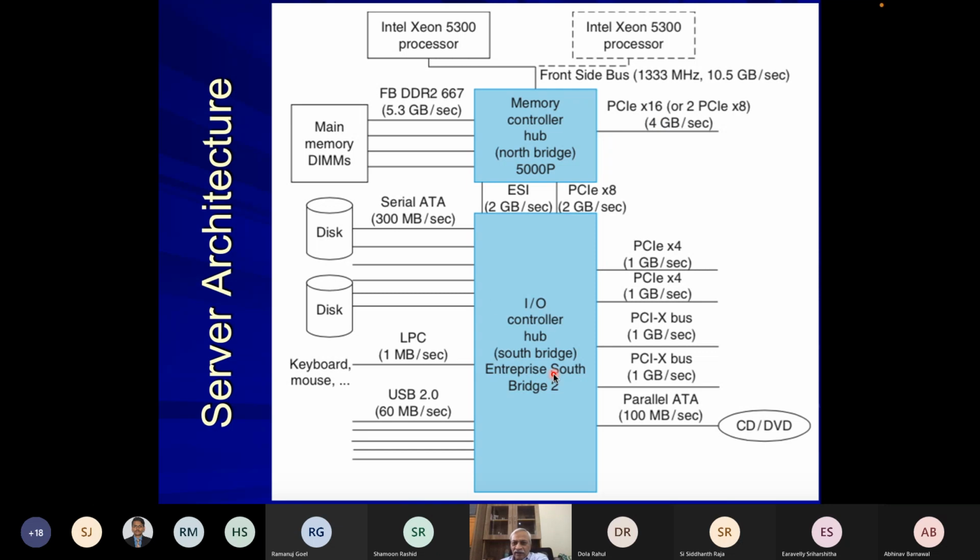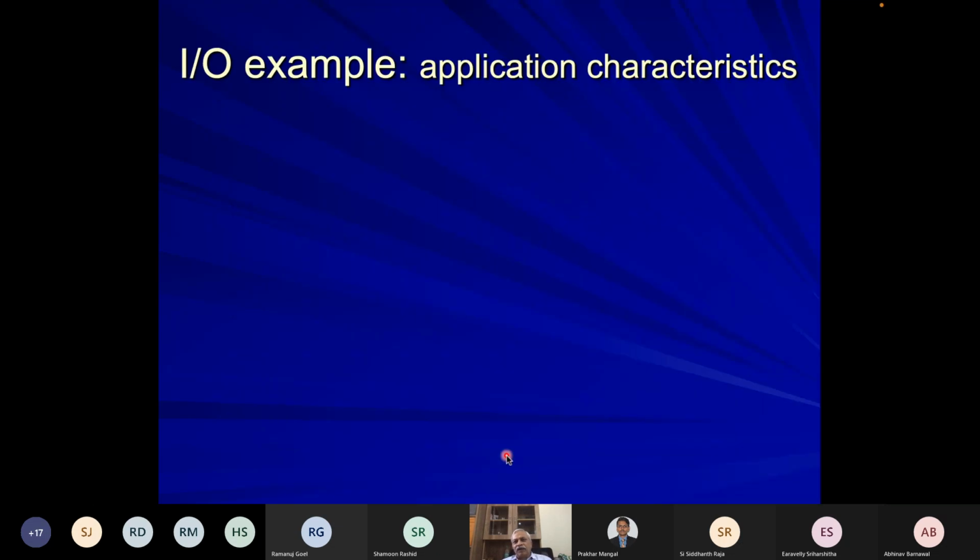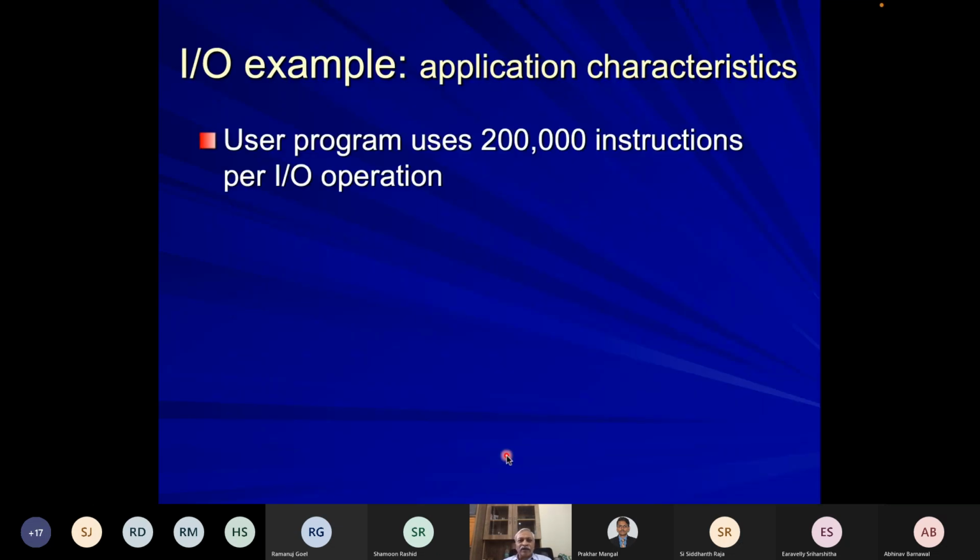This one, the lower one, is mainly providing multiple buses of different types. Some of these are connected to disk drives and some other peripherals. Okay, so now what is the kind of application we are trying to run?